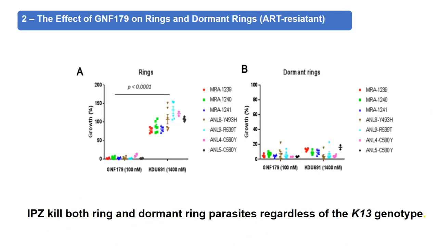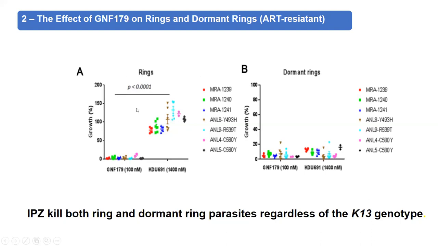The effect of GNF on ring and dormant ring. Dormant ring is the artemisinin-resistant parasite that contains the K13 mutation. For that, we use a second compound as a control called KDU. KDU is active only against the dormant ring. That means the artemisinin-resistant parasite.